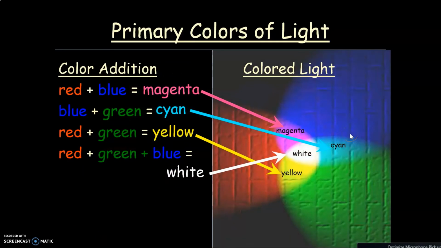Here's another look at it. You can kind of see these are flashlights that have the primary colors filtered over them. So this is red light, blue light, and green light, and where they overlap on the wall, you see these colors that we just discussed, and where they overlap all together, you see white.